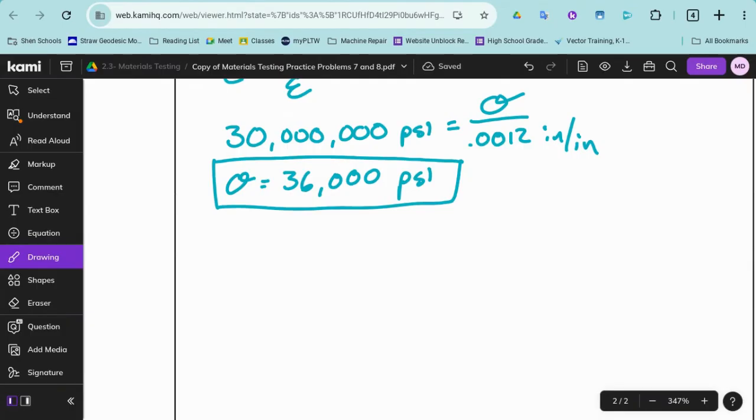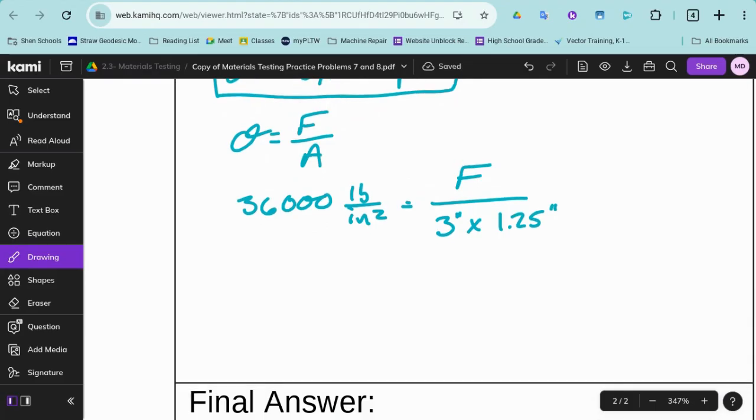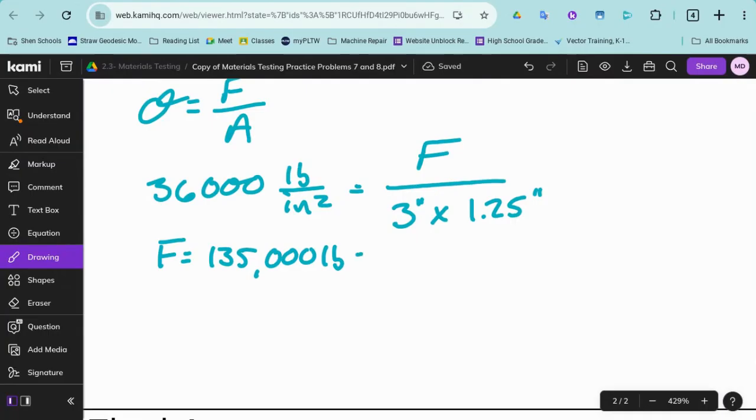So next, we can use our known stress to find our unknown force. And for that, we'll need to get our area. So we'll take our 36,000 psi stress and set that equal to force divided by our area. And here I'm just going to substitute in the area of a rectangle formula, and we'll figure this out right here. So we multiply those two numbers together and multiply that area by our 36,000 psi, and our force comes out to 135,000 pounds. Let's check on our precision. We're asked to round to the 10,000s place here, so that's going to be 140,000 pounds.